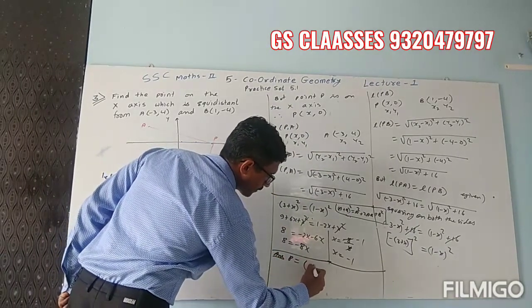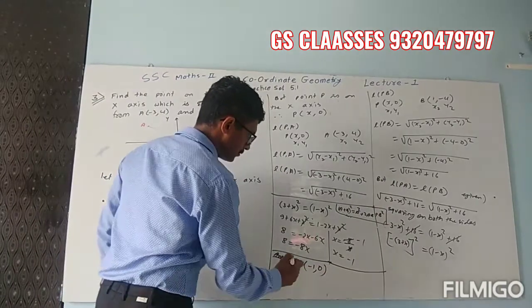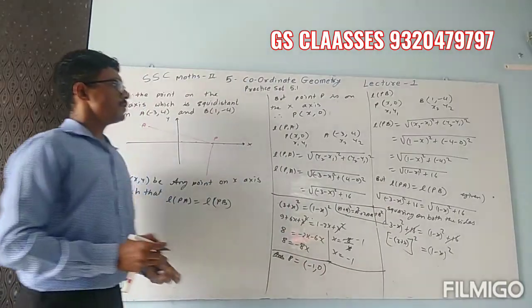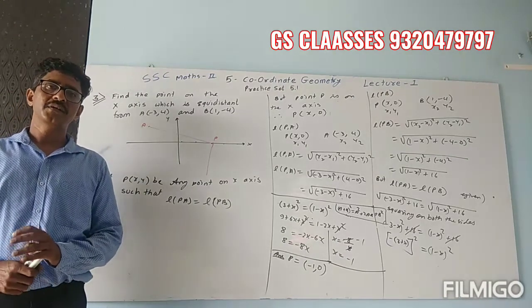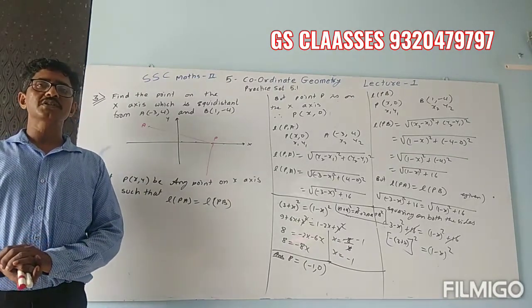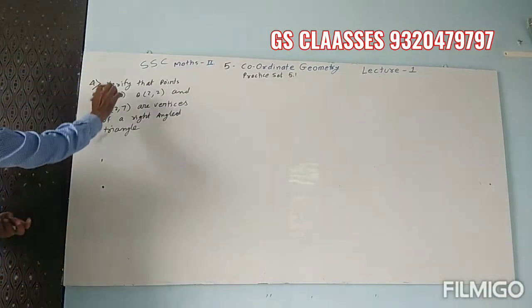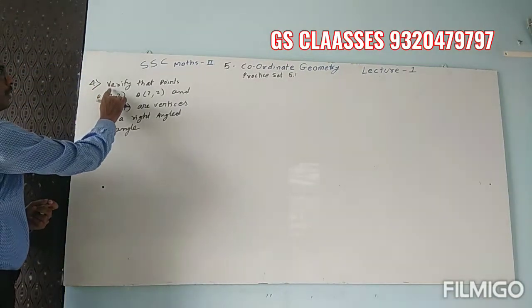Point P is minus 1 and 0. So children, this way we have calculated. So please solve all these questions. Now let us see what the question is telling.